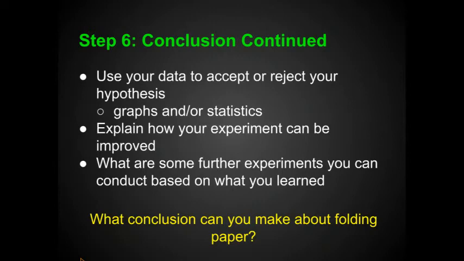Also, you need to explain a little bit of how your experiment can be improved. This might be in errors in your methods. This might be in mistakes that you made. Maybe there was something that you didn't keep constant or under control, and that's going to cause some error. So after that, you're going to move into what are some further experiments you can conduct based on what you learned.